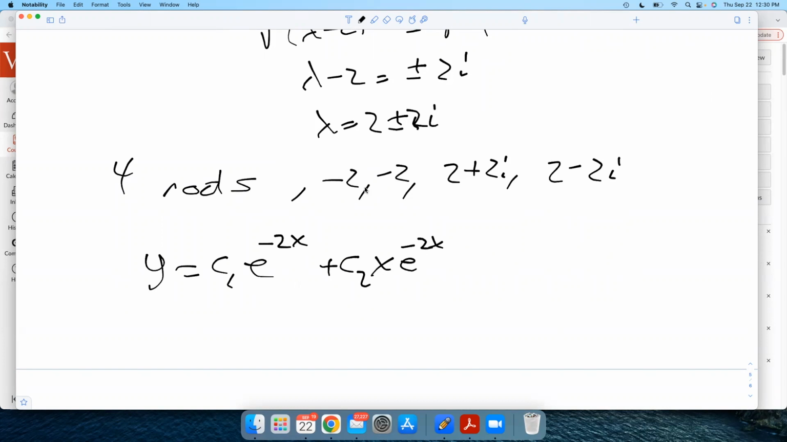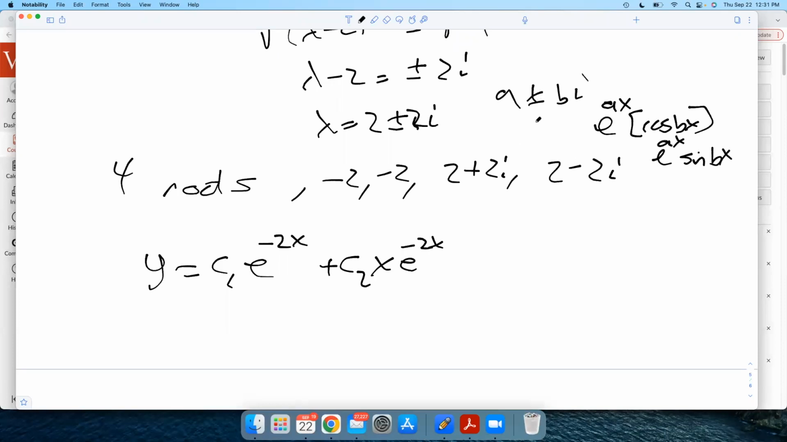Anytime you have a repeated solution from your characteristic polynomial, each repeat picks up an extra factor of x. If -2 appeared a third time, we'd get an x squared. It's an extra factor of x. Now, complex solutions. These guys here, this is a plus or minus bi. Those solutions look like e to the ax cosine of bx and e to the ax sine of bx.